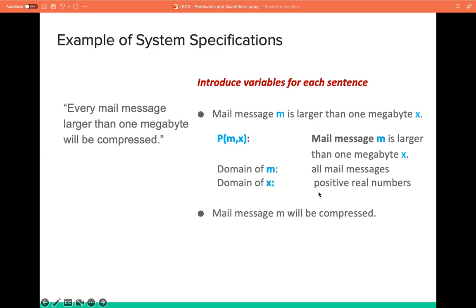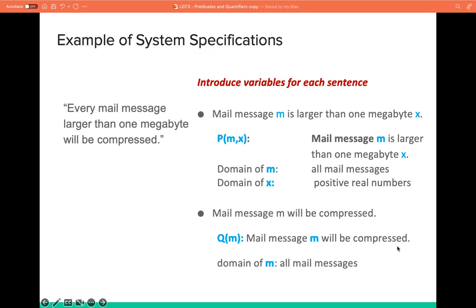Now, the other predicate is mail message M will be compressed. We can express this as a predicate Q of M such that mail message M will be compressed, wherein the domain of M is the set of all mail messages.